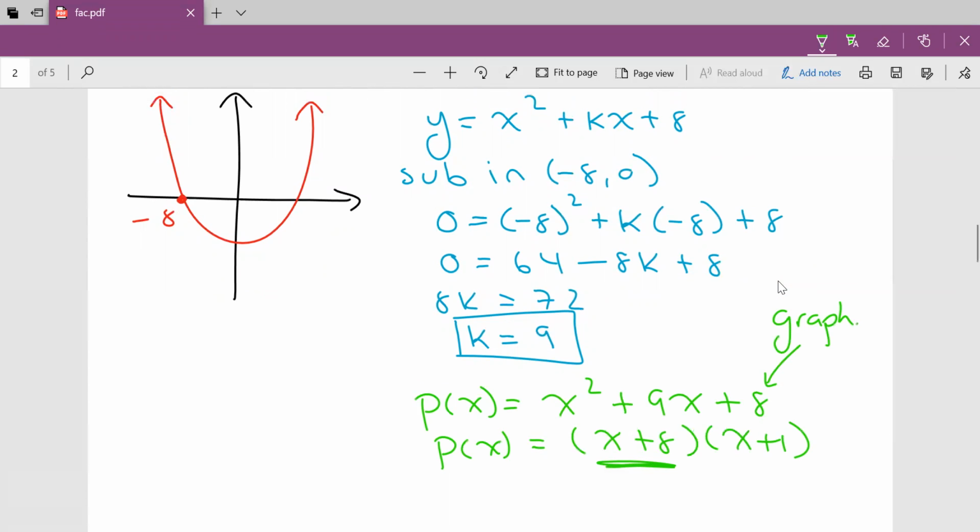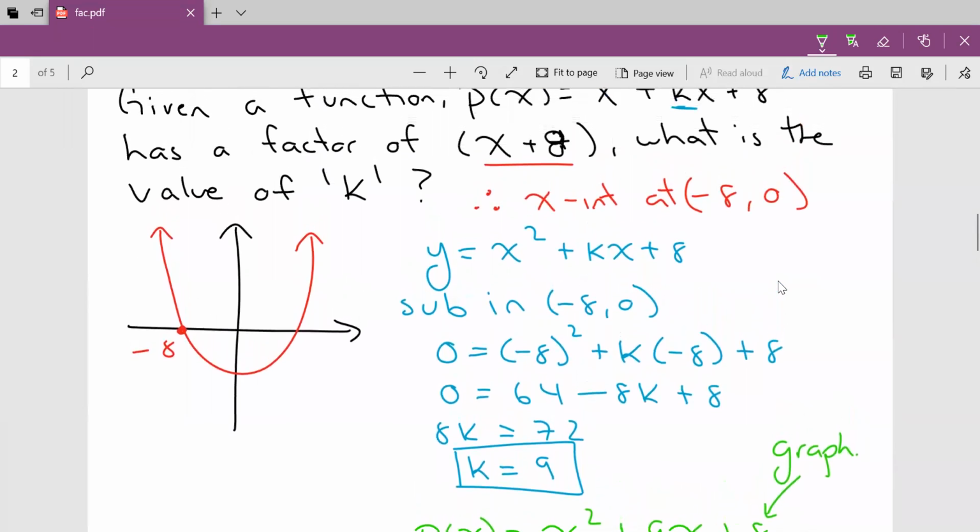Again, the factor theorem is simply telling us if we sub in a value into our polynomial and it gives us a remainder of 0, you just found an x-intercept.